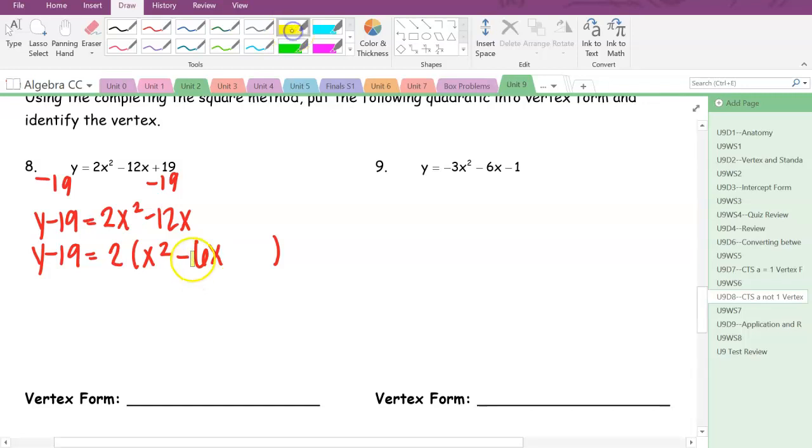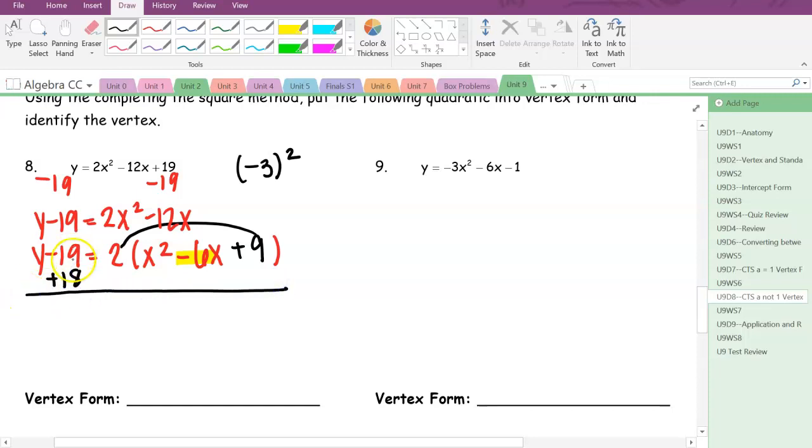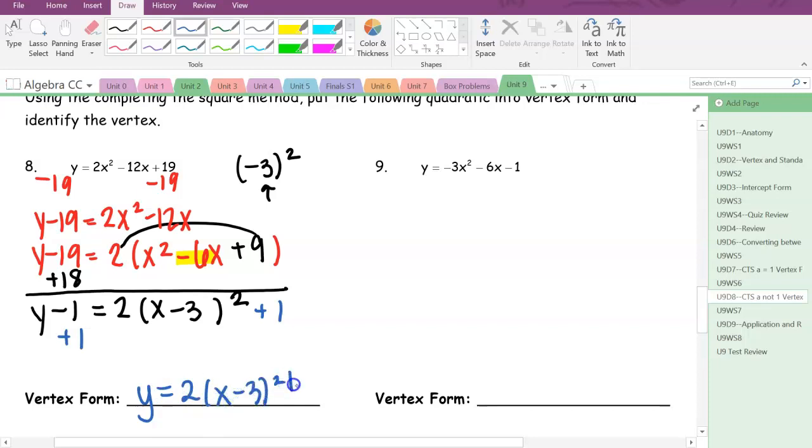Complete the square. Negative 6 divided by 2 is negative 3. Square it is a positive 9. Okay, but it's not just a positive 9. It's really a positive 18. Add it to the other side. Combine like terms. Negative 19 plus 18 is a negative 1. Bring down your 2, and we are factoring. Okay, again, it's always going to use this number right here. And finally, add your 1 over. Plus 1. Sorry, that did not look good.